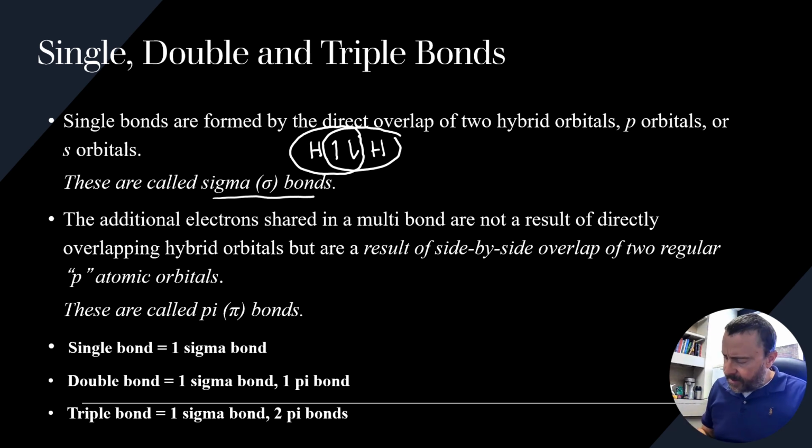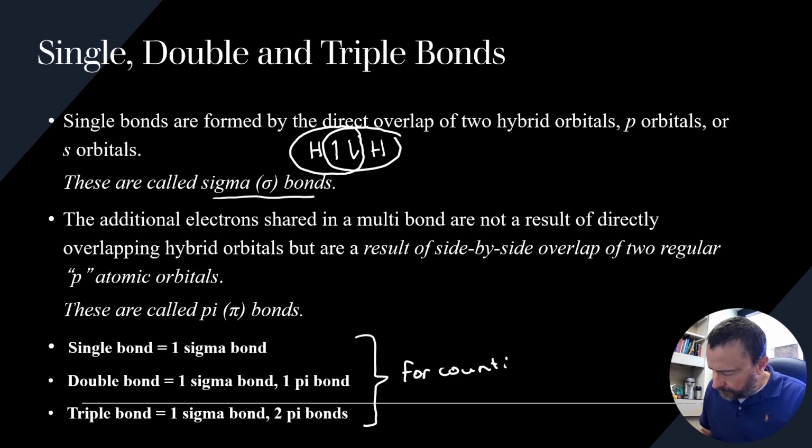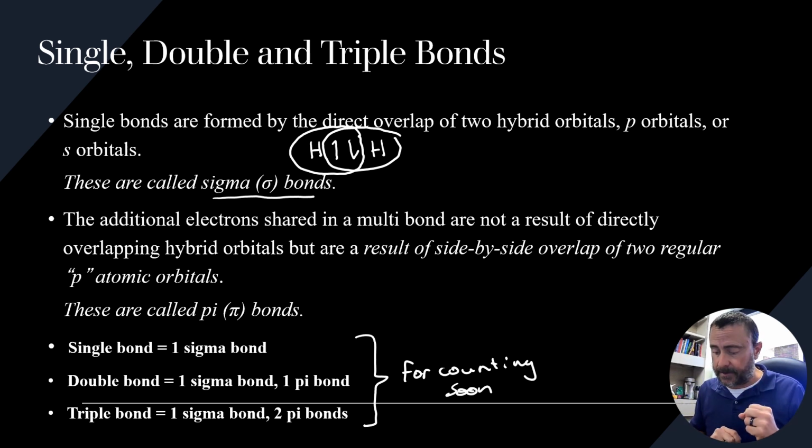Again, remember down here, if you've got a single bond, you've got a sigma bond. If you've got a double bond, you've got one sigma and one pi, that ends up to be 2. A triple bond is a sigma and 2 pi bonds, that equals 3.